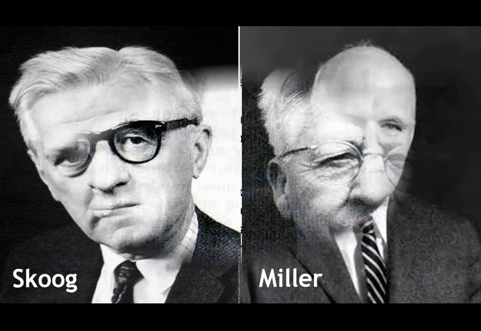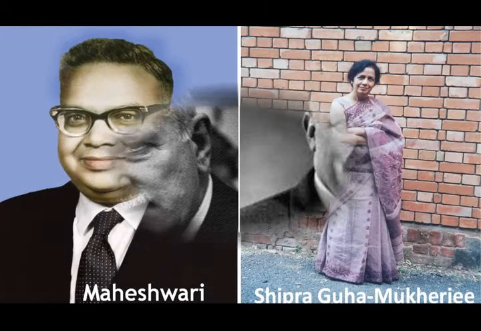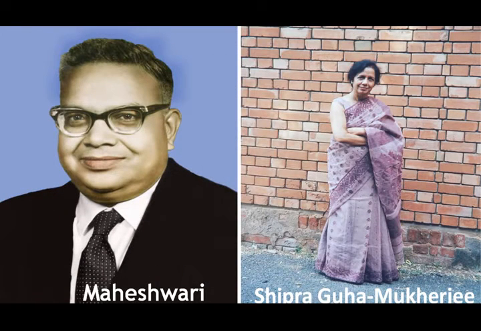Skoog and Miller demonstrated the induction of division in isolated, mature and differentiated cells by using synthetic as well as natural compounds. Guha and Maheshwari demonstrated the possibility of raising a large number of plantlets from pollen grains of Datura. In 1972, Carlson and others produced the first somatic hybrid between two plants by fusing their protoplasts.